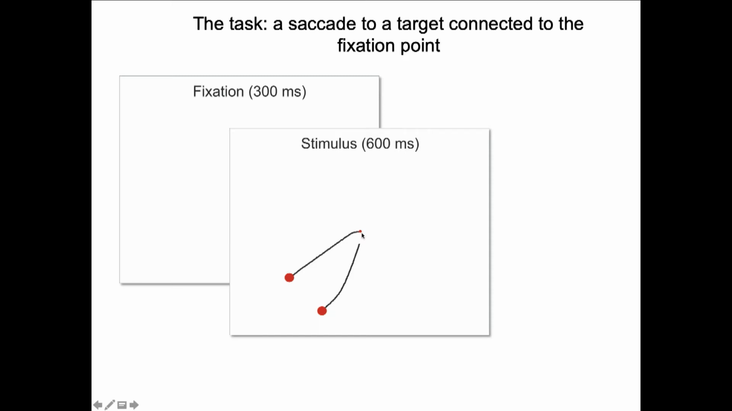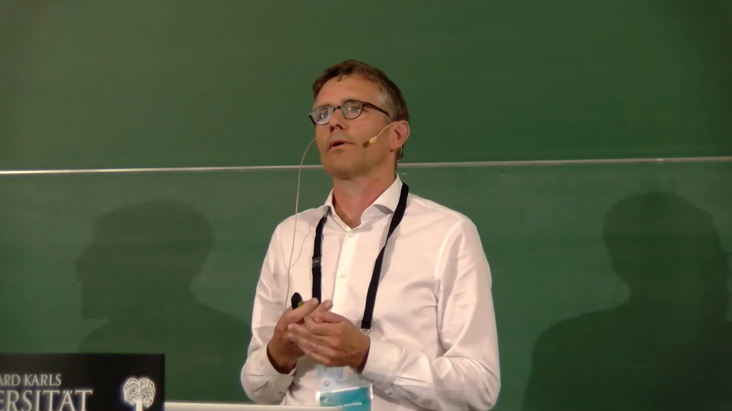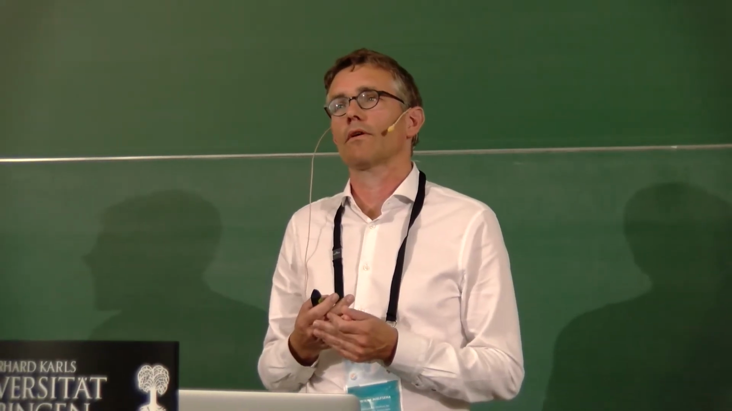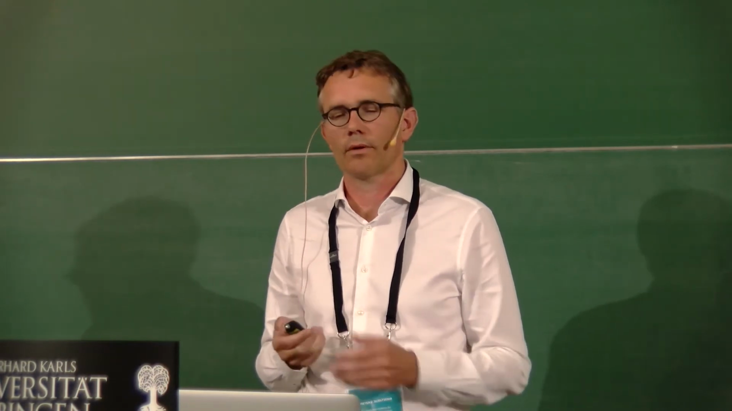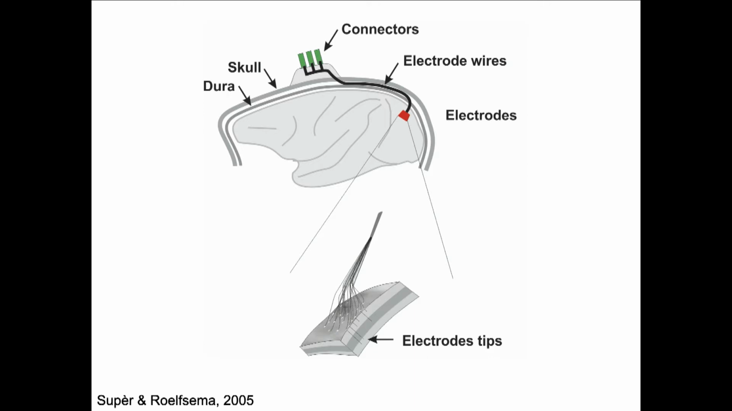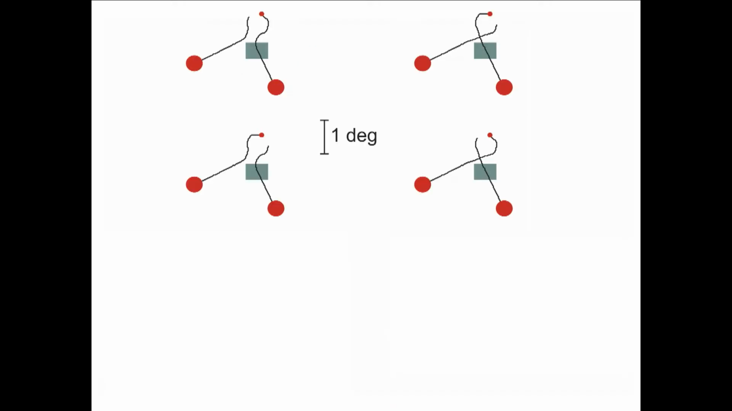Okay, and then after a delay, we remove the fixation point, and now he reports the red circle that had been connected to the fixation point with an eye movement. We record multi-unit activity using implanted electrodes. We started with single wires, now we use also Utah electrodes. And this shows you the recordings that we obtained.